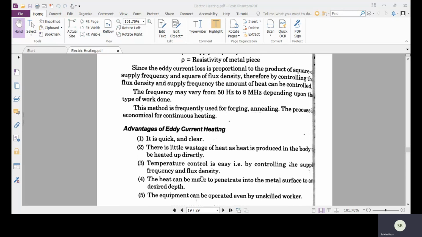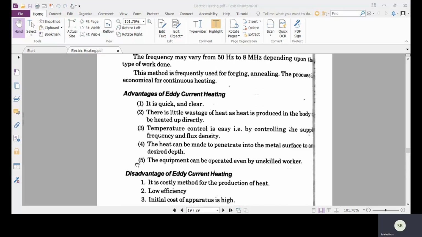Temperature control is easy. That is, by controlling the supply frequency and flux density, we can easily control the amount of heat or temperature. The heat can be made to penetrate into the metal surface to the desired depth. The equipment can be operated even by an unskilled worker.